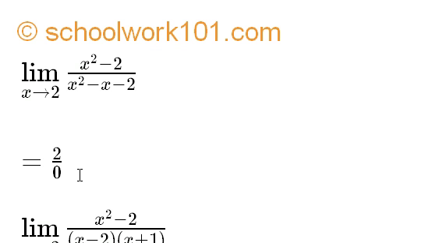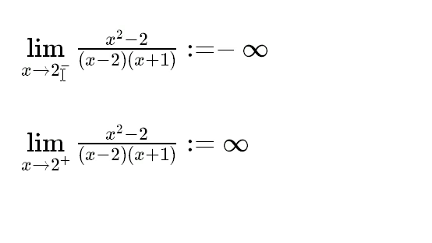And what we want to know is what's happening coming in from the left hand side at 2 and what's happening to the graph coming in from the right hand side at 2. So let's look at it coming in from the left hand side at 2. I'm claiming that this limit is going to negative infinity. And then we'll look at this coming in from the right hand side at 2, and I'm claiming that the graph is going to positive infinity. Now the way I'm going to demonstrate this is numerically.